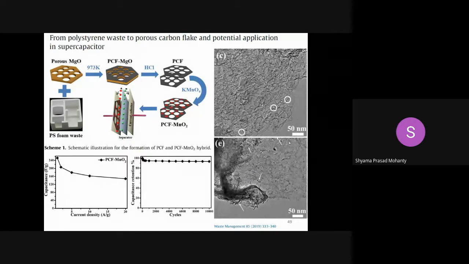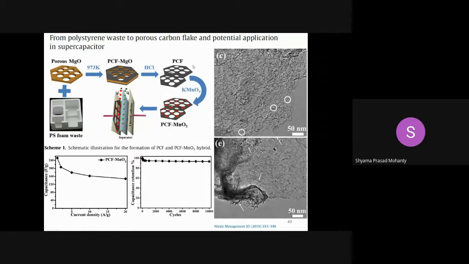So we have already discussed the utilization of magnesium oxide in preparation of porous carbon. So this polystyrene foam has been utilized with porous magnesium oxide to prepare the magnesium oxide polystyrene foam composite. Then it was carbonized. Then the magnesium oxide was dissolved in acid solution. Then the porous carbon flake was obtained.